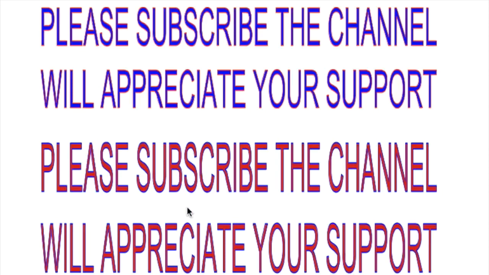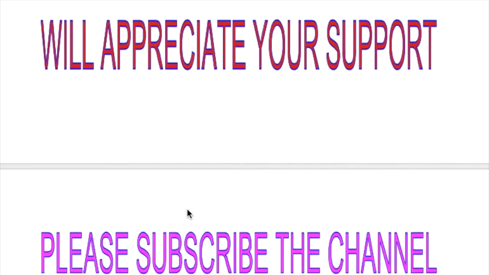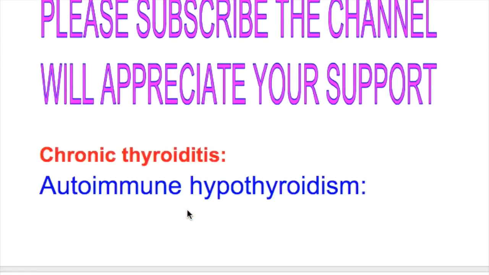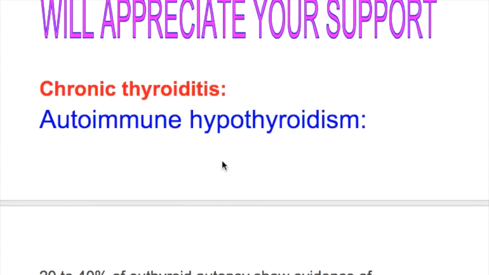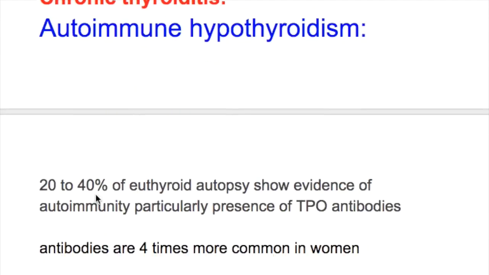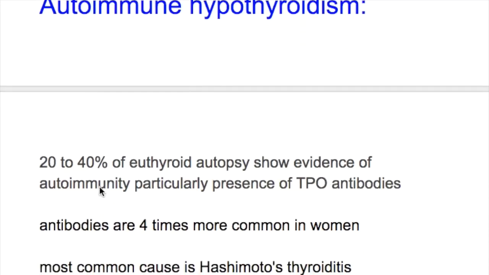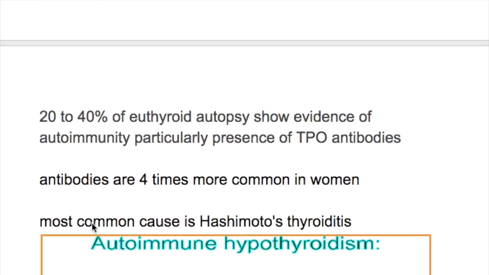In this video, we'll discuss autoimmune hypothyroidism, which is a form of chronic thyroiditis. How common is autoimmune hypothyroidism? 20 to 40% of euthyroid autopsies show evidence of autoimmunity, particularly presence of thyroid peroxidase antibodies. The antibodies are 4 times more common in women, and the most common cause is Hashimoto's thyroiditis.